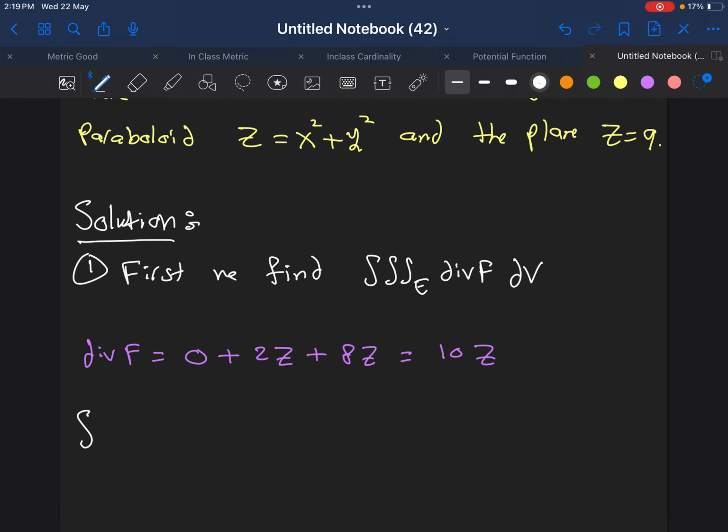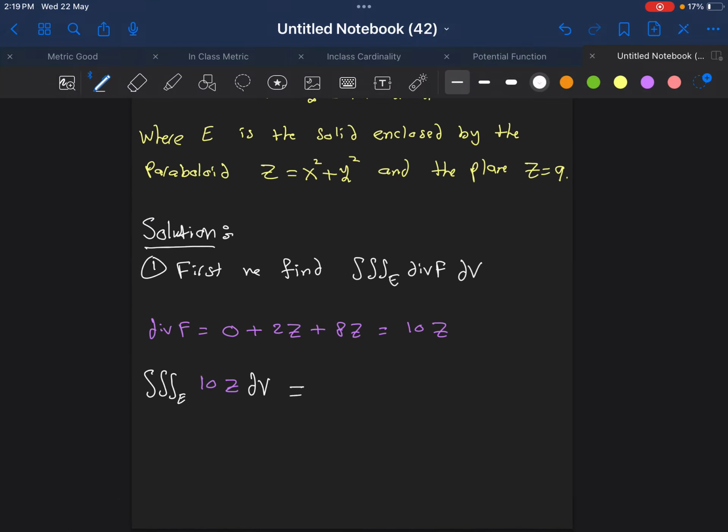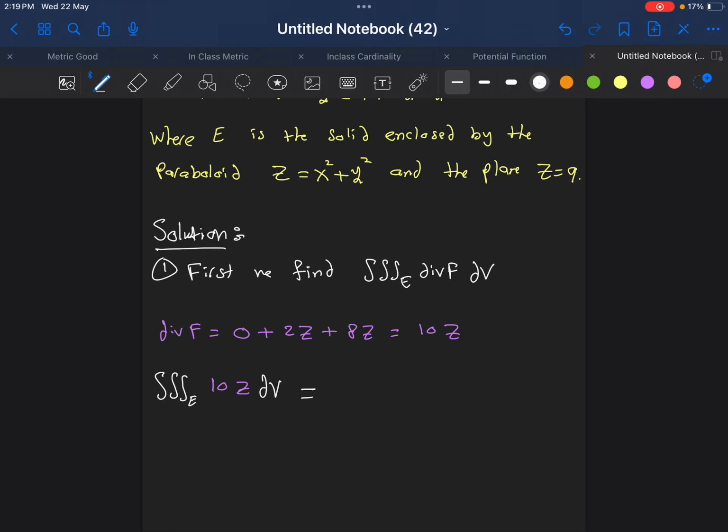So we need to find the triple integral of 10z dV. In order to do that, we need to sketch the region and find at least a bound for z. If we sketch the region, it's a paraboloid going upward. So we have it like this. And then we have the intersection with the plane z equals 9. So we stop at 9.